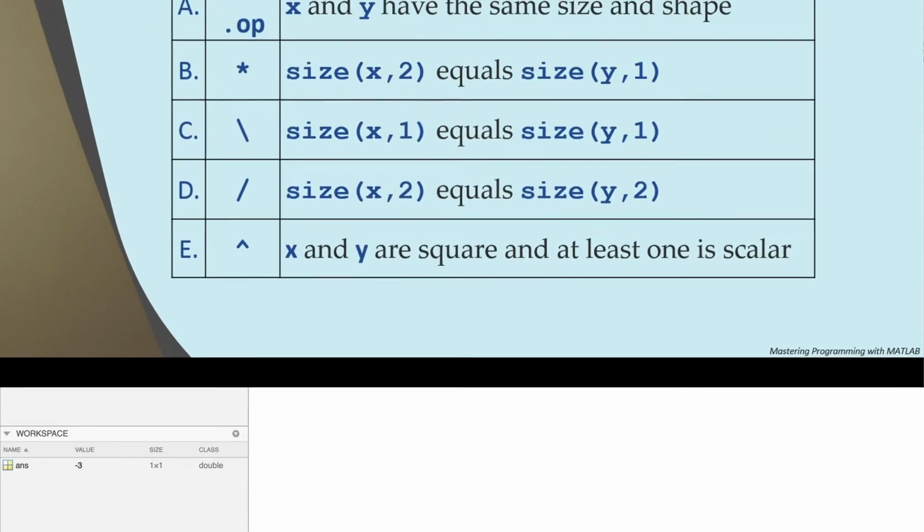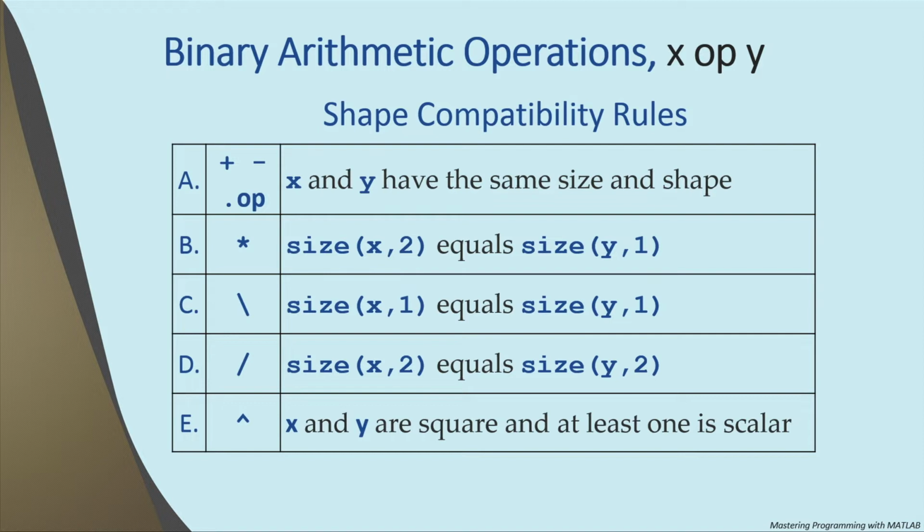Here's a table showing the shape compatibility rules for binary operators. Here we have 5 rules for a binary operation, which we show here as an operand x, an operator OP, and a second operand y, where x and y can be any scalars or two-dimensional arrays whose shapes are compatible for the operator OP. For example, plus, minus, and all the dot operators, which are known collectively as array operators, require that the two operands x and y have the same size and shape.